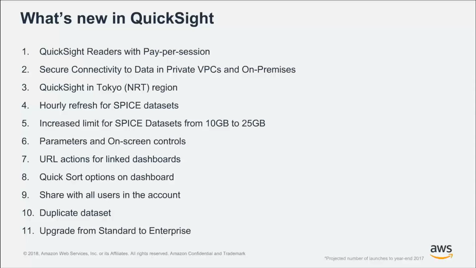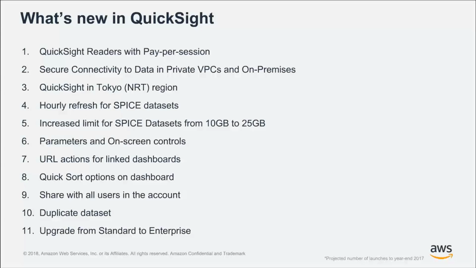We're going to talk about the pay per session pricing and how you designate users as readers or authors. We're also going to talk about the GA of the ability to connect to data in private VPCs, as well as our secure connectivity gateway to on-premise data. We also released Tokyo as a region. So again, as I said, we're constantly adding new regional support across all the relevant AWS regions.